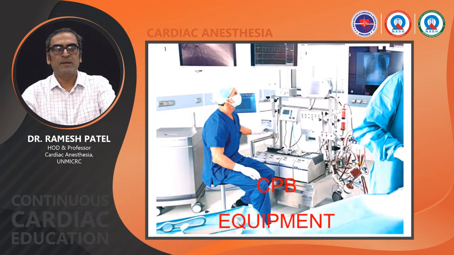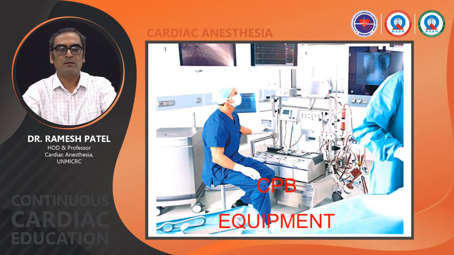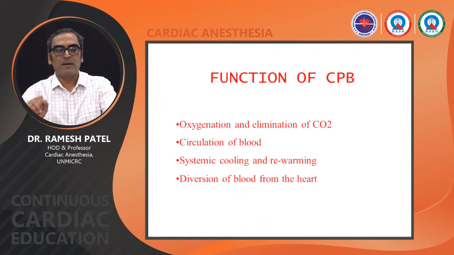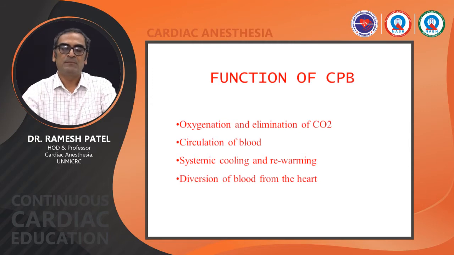Now we discuss in brief the cardiopulmonary bypass equipment. Which equipment is used in cardiopulmonary bypass? The basic functions of cardiopulmonary bypass are oxygenation and elimination of CO2, systemic circulation of blood, cooling and rewarming of the patient, and diversion of blood from the heart.